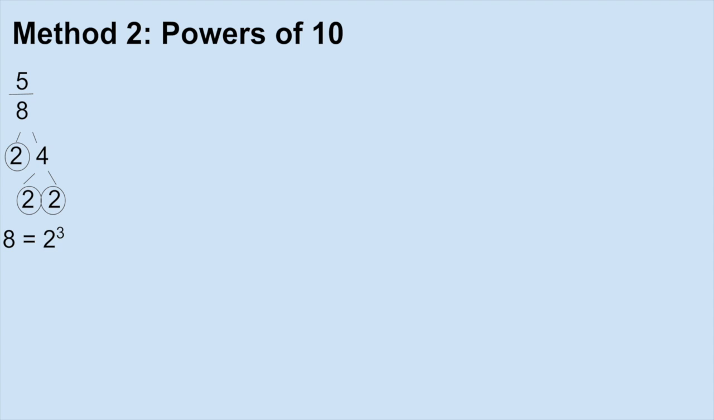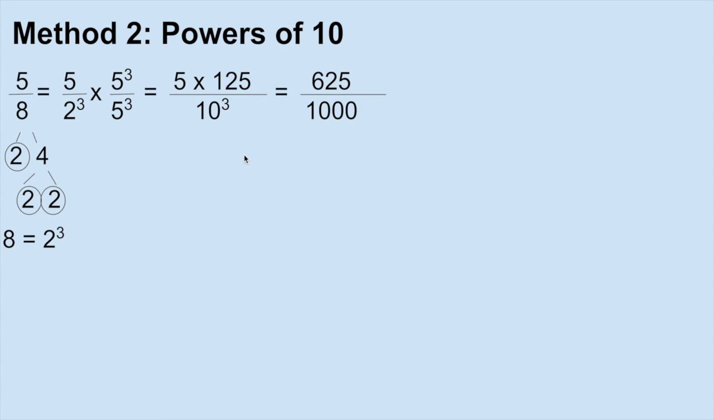8 equals 2 cubed. I'm going to rewrite my fraction 5/8 using my 2 cubed instead of 8. And to get to a power of 10 on my denominator, I'm going to have to multiply by 5 cubed. Well, if I multiply the denominator by 5 cubed, I have to do the same thing to the numerator. And 5 cubed is 125. So you can see the 5 cubed has turned into 125, and then my 2 cubed times 5 cubed has turned into 10 cubed. Then I just multiply. What is 5 times 125? It's 625. And I've expanded out my 10 cubed to be 1,000.